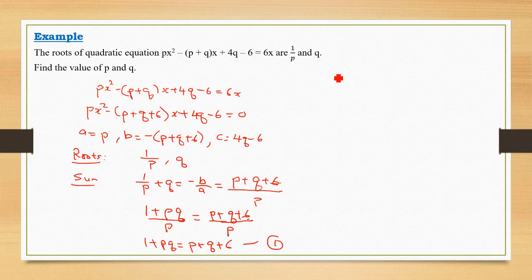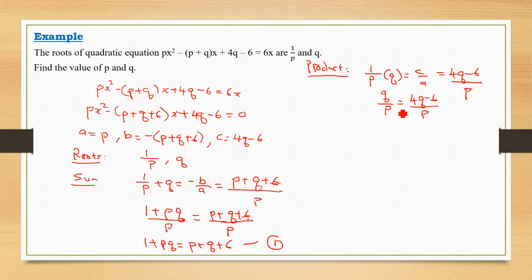So we need to do the second part, that is product. So how to do product? Multiply the two roots, so 1 over P times your Q must equal to C over A, remember your formula. So what is your C? Your C is 4Q minus 6 over your A equals to P. Okay, so what you see, let me rewrite this. Can you see the P and P? When you bring it across, it will cancel off. So what you're left with is only this.